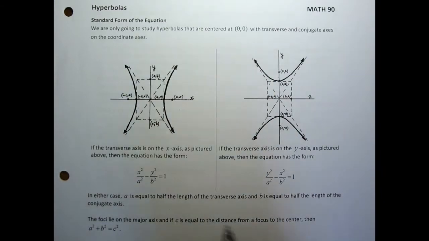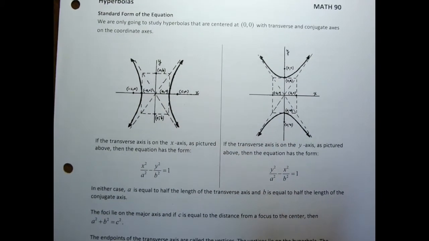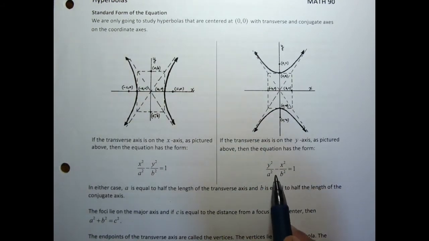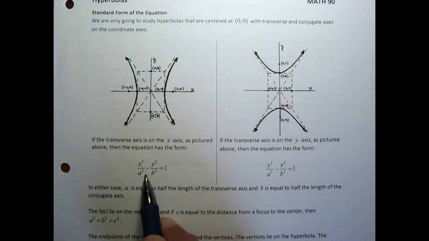And the equation of a hyperbola looks very similar to the equation of an ellipse, but it's different. It's always going to be this minus sign between the two fraction terms that helps us recognize that we're dealing with a hyperbola and not with an ellipse. An ellipse always has a plus sign in between the two fractional terms.